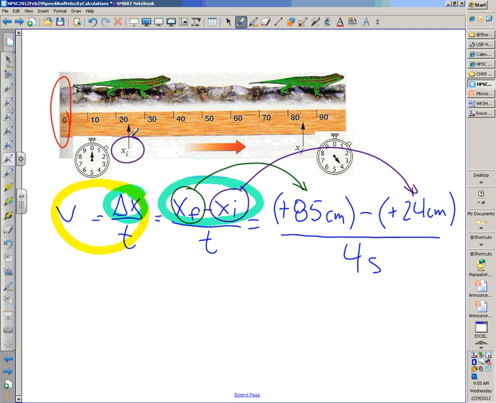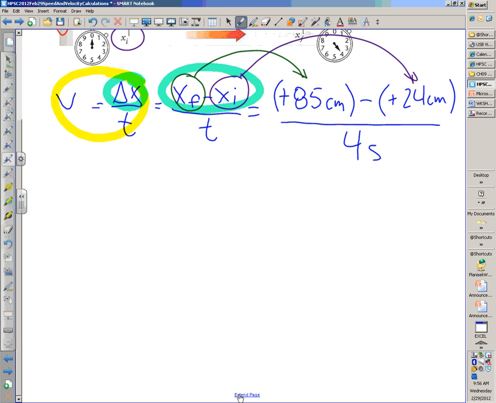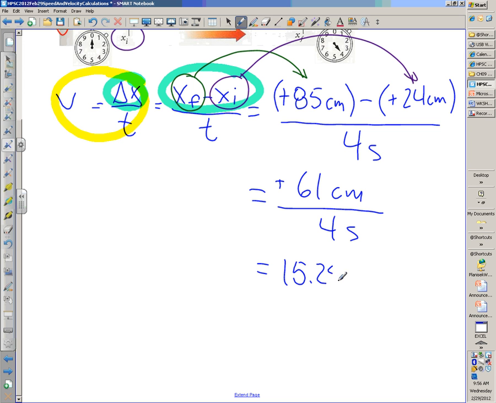All right. So now it's just a matter of doing some math. Sam, you have a calculator out, correct? Did you run this through your calculator yet? It's 61 centimeters. Technically, we should say positive 61 centimeters for direction, divided by 4 seconds. That gives you 15.25. And the unit is centimeters per second. Is that an SI unit? No, it's not the SI unit for velocity, but that's still fine because it's a distance divided by a time.